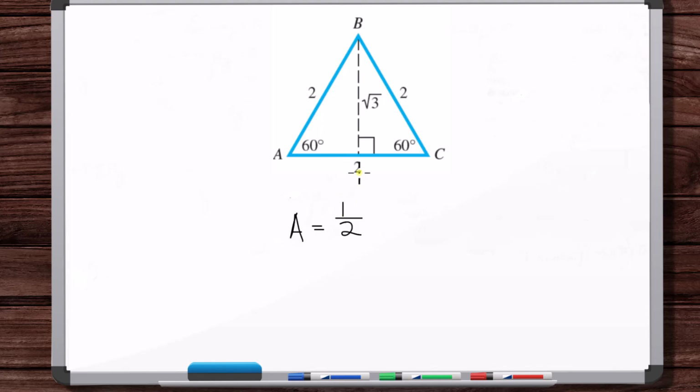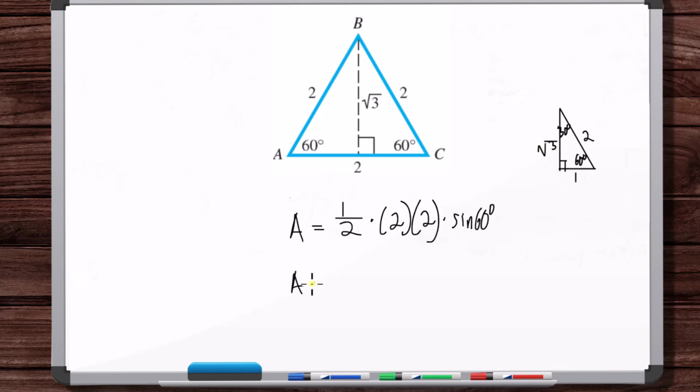You say 1/2, pick 2 side lengths. In this case, it doesn't matter because it's equilateral, but okay, these 2 side lengths. So 1/2 times 2 times 2 times the sine of the angle between those 2. And that's it. So let's see, 30, 60, 90. So you've got 2 times sine of 60 is √3 over 2, √3.